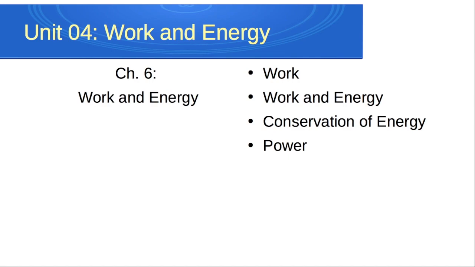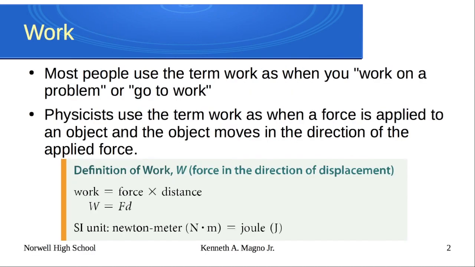Okay, so we're starting Unit 4, which is Work and Energy, and that encompasses Chapter 6, which is also entitled Work and Energy in your book. So the real key areas we'll be talking about are: what is work, how are work and energy related, and the different types of energy there are. How do we conserve energy with the idea of conservation of energy, and then what is power, and how does that relate to work, and how does that relate to energy?